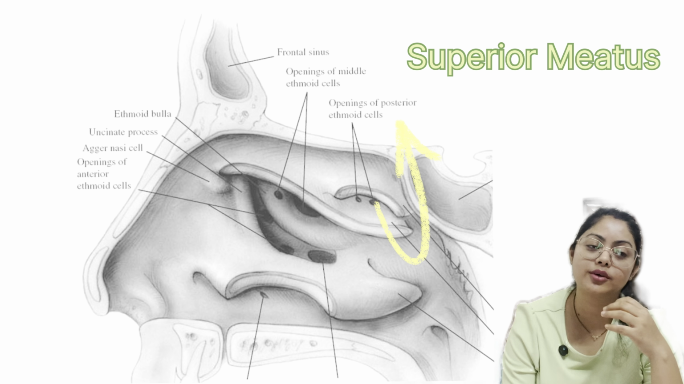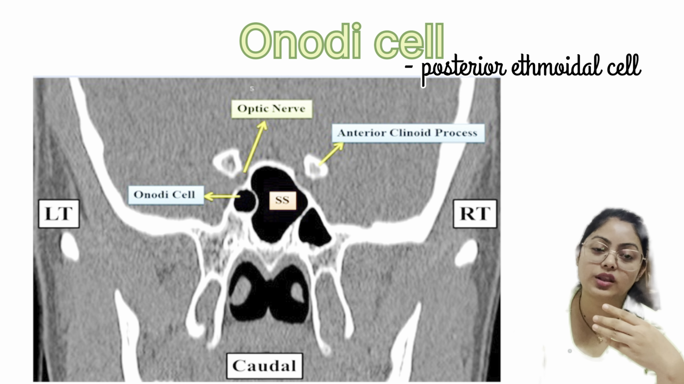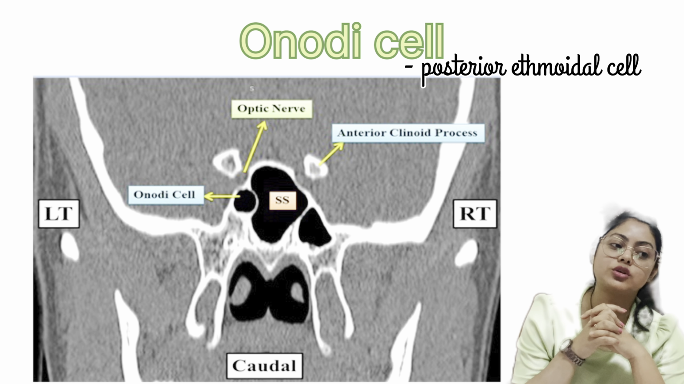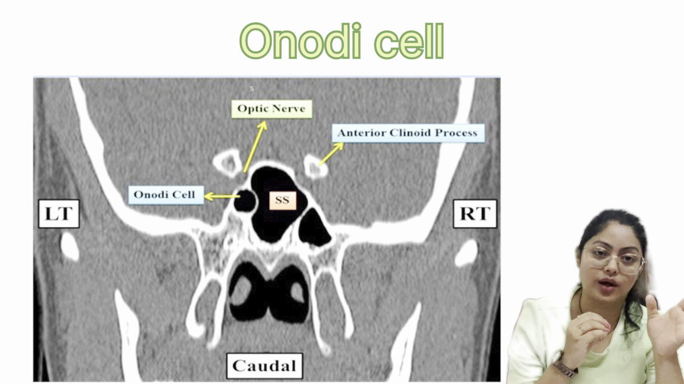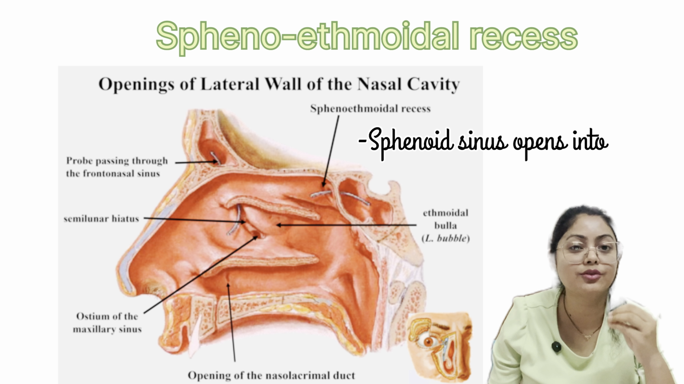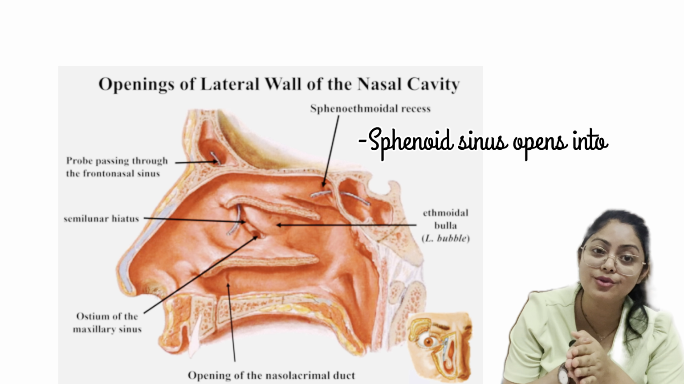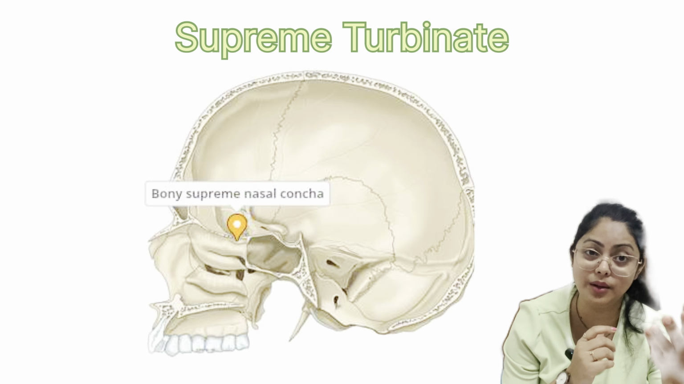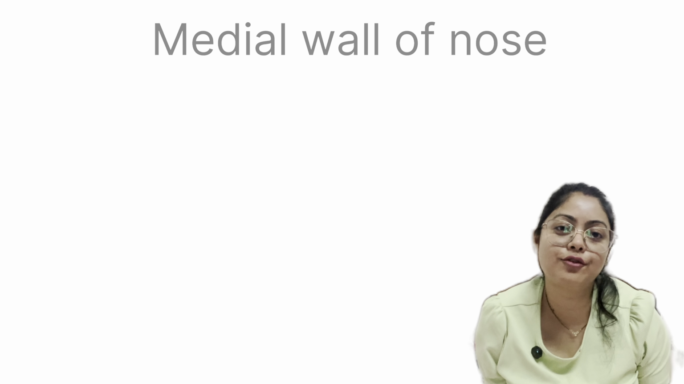The Onodi cell is a posterior ethmoidal cell which may grow posteriorly as much as possible, such that it lies by the side of the sphenoid sinus, and this is important surgically because the optic nerve might be closely related to its lateral wall. The area just above the superior turbinate is known as the sphenoethmoidal recess, and this is the recess where the sphenoid sinus opens. Sometimes there is presence of another turbinate known as the supreme turbinate, which lies above the superior turbinate. That was about the lateral wall.